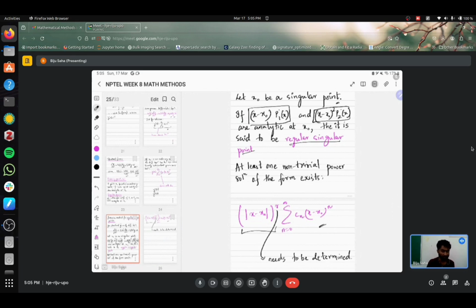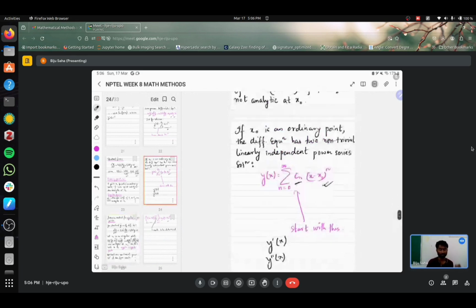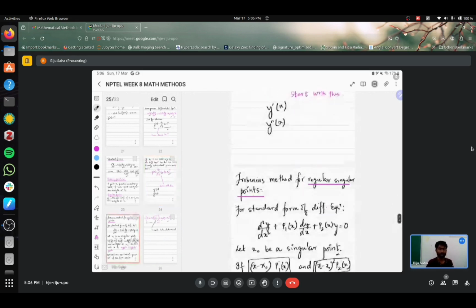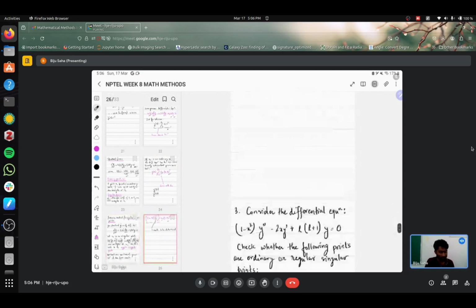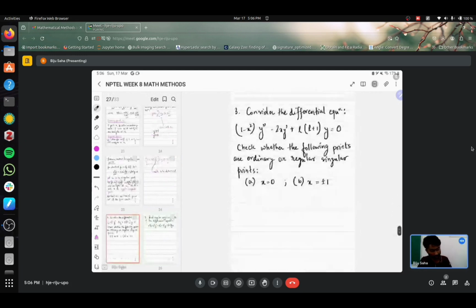Then again, by a similar method as earlier, we try to obtain the coefficients. So that is the way to go about solving the power series solution, provided your point is not an ordinary point but it is a singular point, a regular singular point. So let us first of all take some examples of determining whether a given point is an ordinary point or a singular point. Let us first consider this differential equation.